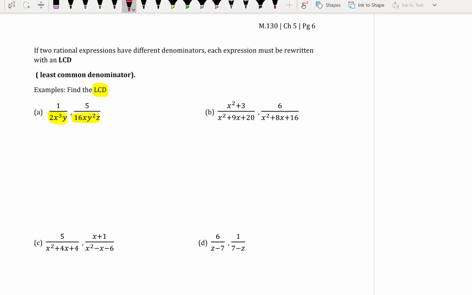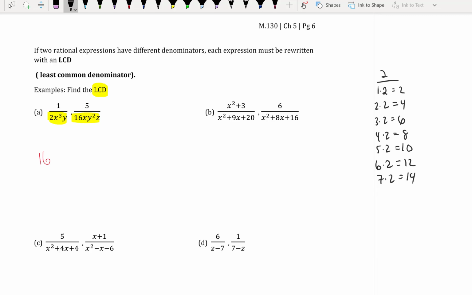So if I have a 2 and 16, the lowest common denominator numerically would be 16, okay? Because if you think about it, if I have 2, I have 1 times 2 is 2. 2 times 2 is 4. 3 times 2 is 6. 4 times 2 is 8. 5 times 2 is 10. 6 times 2 is 12. 7 times 2 is 14, and 8 times 2 is 16, and 9 times 2 is 18.